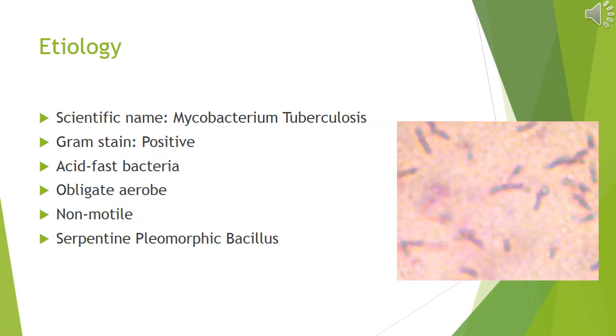Now we're going to discuss the etiology of tuberculosis. The scientific name is Mycobacterium tuberculosis. The Gram stain is positive. It is an acid-fast bacteria, which means its impermeability by certain dyes and stains. This makes it difficult to determine a stain for it. It's an obligate aerobe, it's non-motile, and it's a serpentine pleomorphic bacillus. With it being an obligate aerobe, it allows it to survive in the upper lobes of the lungs, and that's where it flourishes, and that's why we most commonly find it in the upper lobes of the lung.